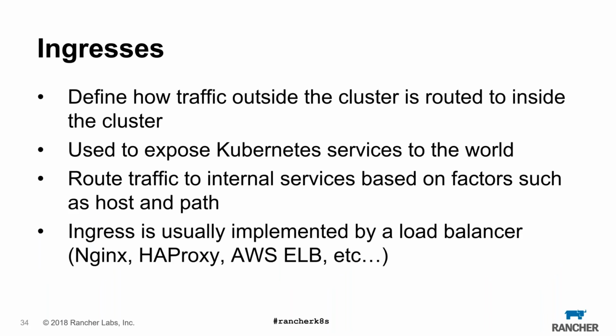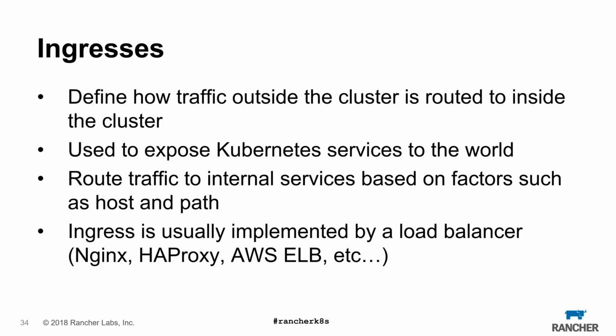And then ingress. Whereas before we were talking about, for example, load balancer service or host and node port, which all deal with layer 4 and IPs, ingresses deal with layer 7. They define how traffic outside the cluster can route inside the cluster. So this is one way you could actually route to a cluster IP from the outside world. It's used to expose Kubernetes services and route traffic between clients and internal services based on factors like host and path. These ingresses are implemented by an ingress controller, which is just another load balancer.